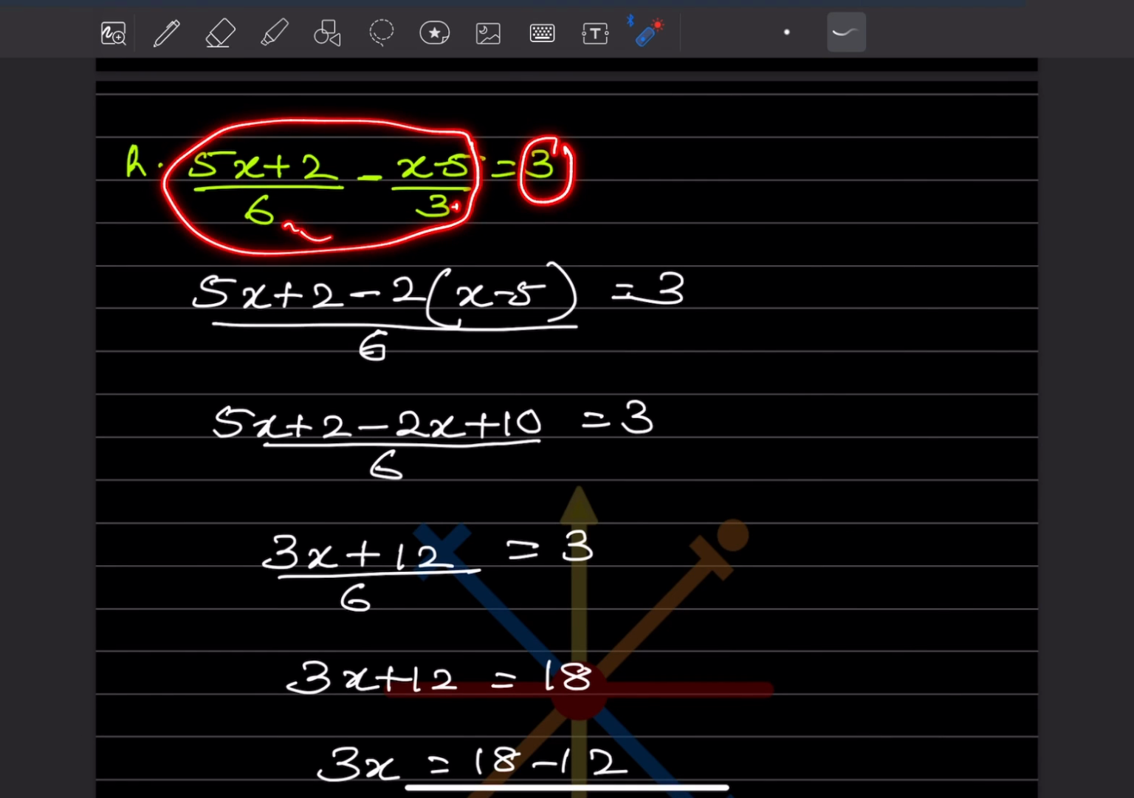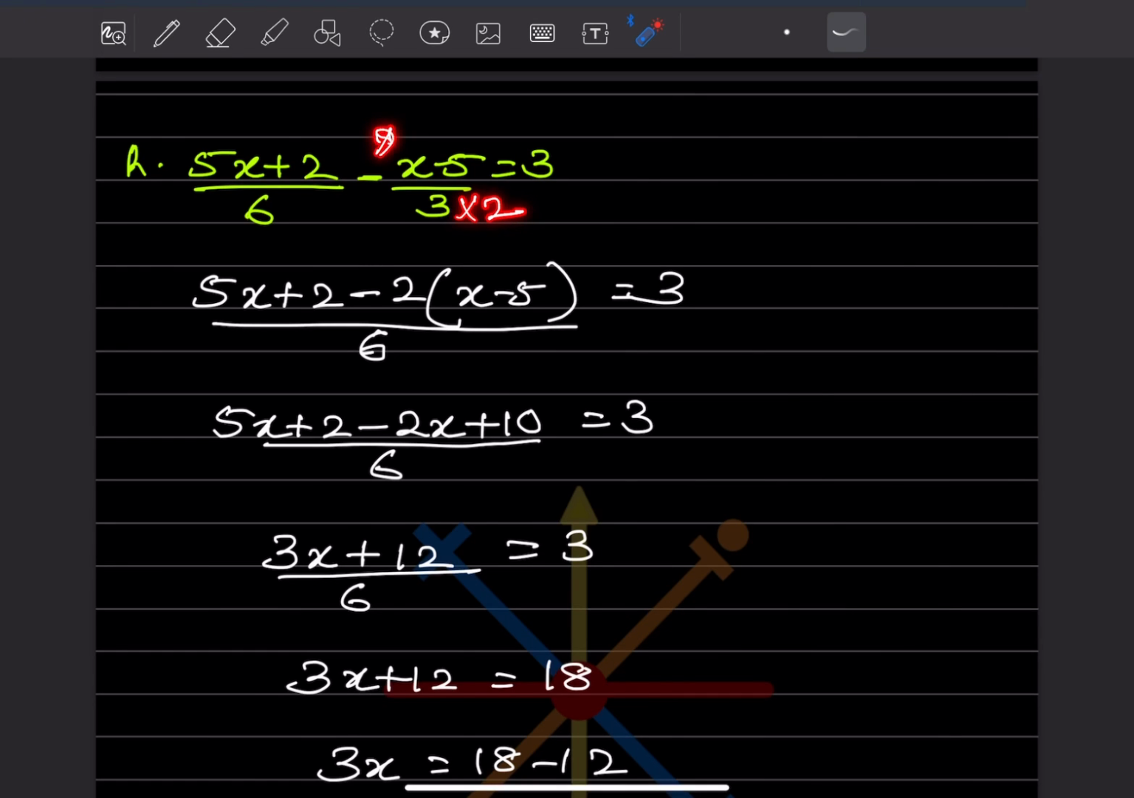Now here, this is the left hand side and this is the right hand side. So we can see the denominators are different. So the LCM is going to be 6. So here already we have 6. So this stays as it is. But here we have to multiply by 2. So this also will be multiplied by 2.